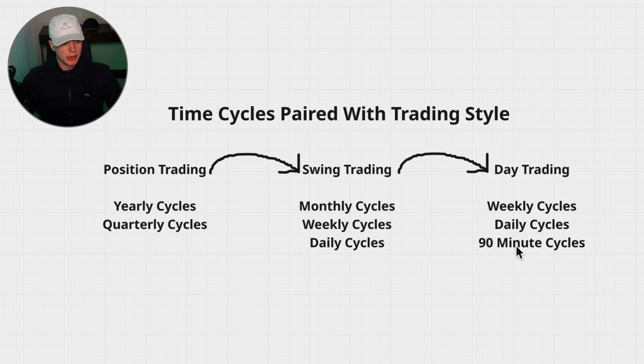Based upon this schematic right here, you're able to define what time cycles you should be paying attention to based upon your trading approach. If you are a day trader, then we pay attention to weekly cycles, daily cycles, and 90-minute cycles. If you, however, are position trading or an investor, we pay attention to yearly cycles and quarterly cycles. The logic, however, that I'm explaining during this lecture remains exactly the same, and that's the result of everything being fractal, meaning the same logic applies on a 1-minute time frame as it does on a daily time frame.